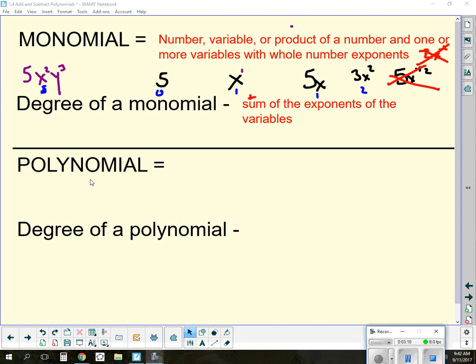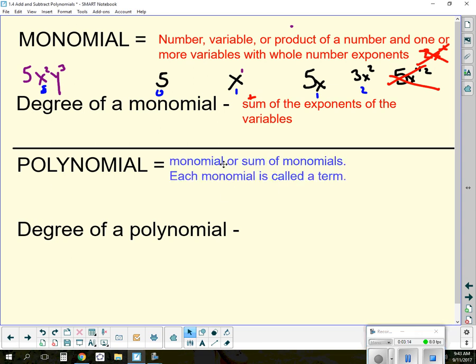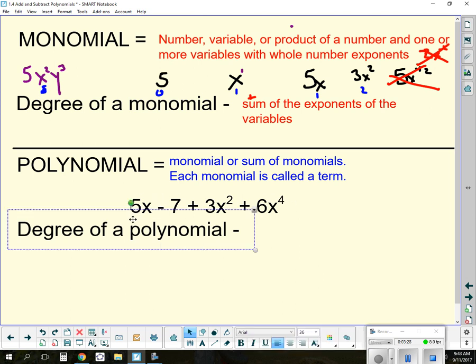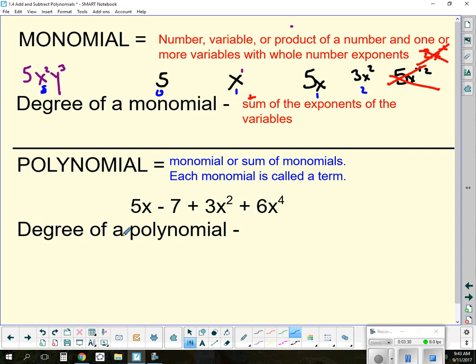Okay, then we have polynomials. Mono means one, poly means many. So we're talking about a monomial or the sum of monomials. Each monomial is called a term. Here's an example of one. So in this example, you can see there are many monomials. Here's a monomial. Here's a monomial. Here's one. Here's another one. Here's another one.